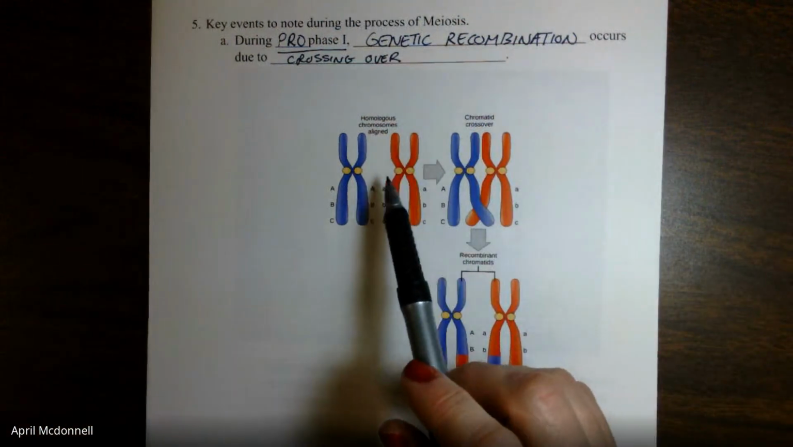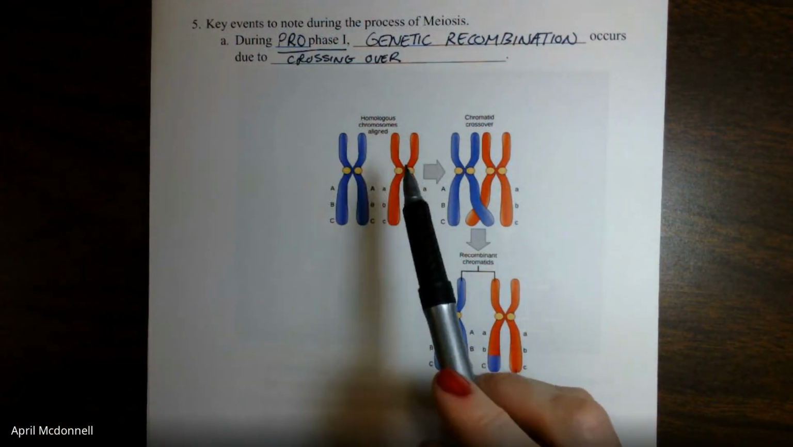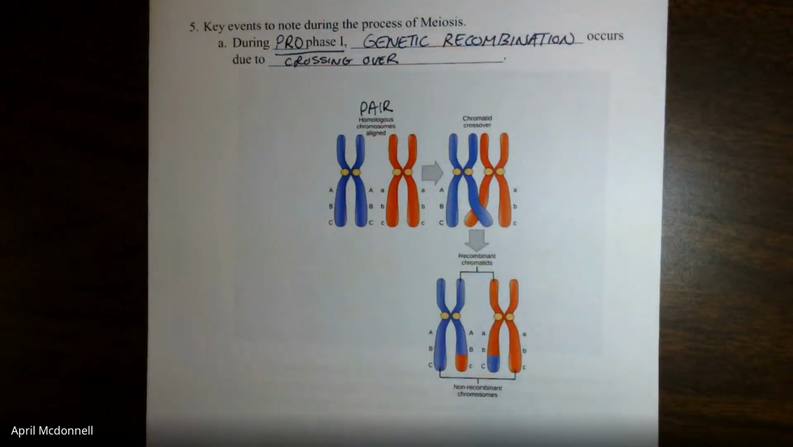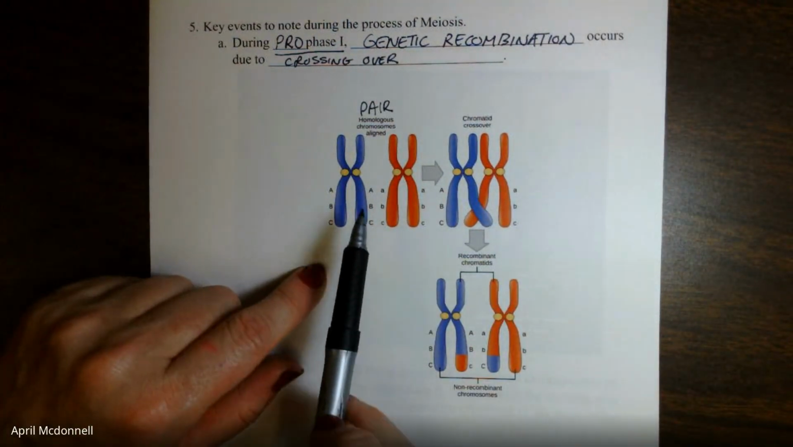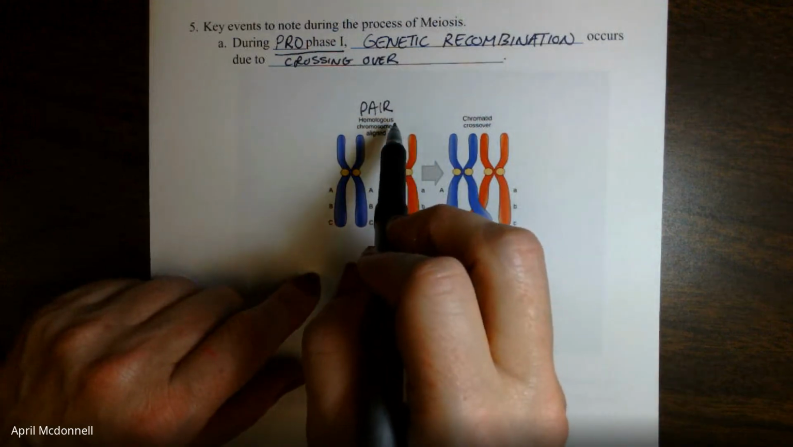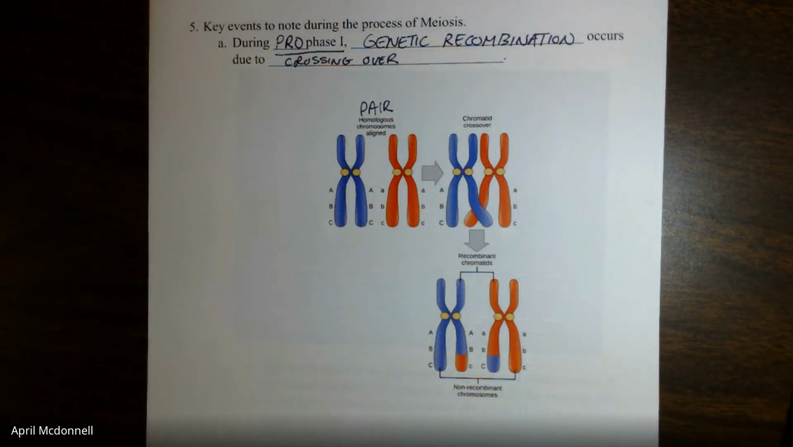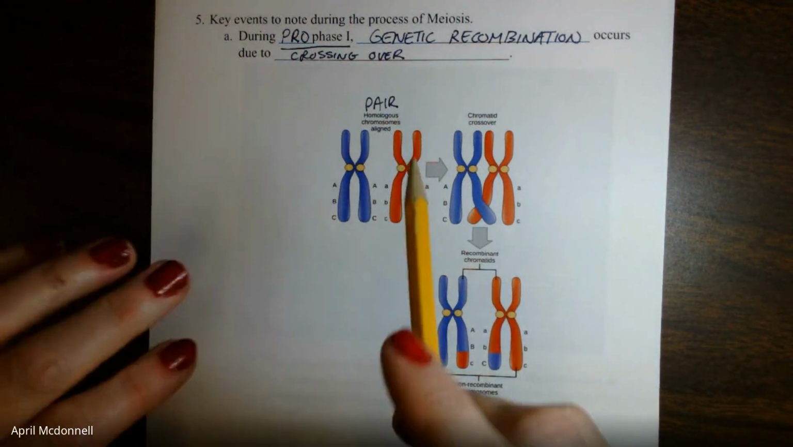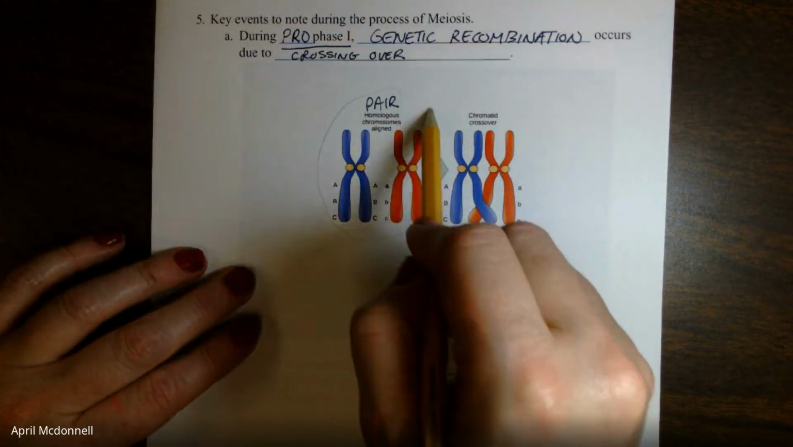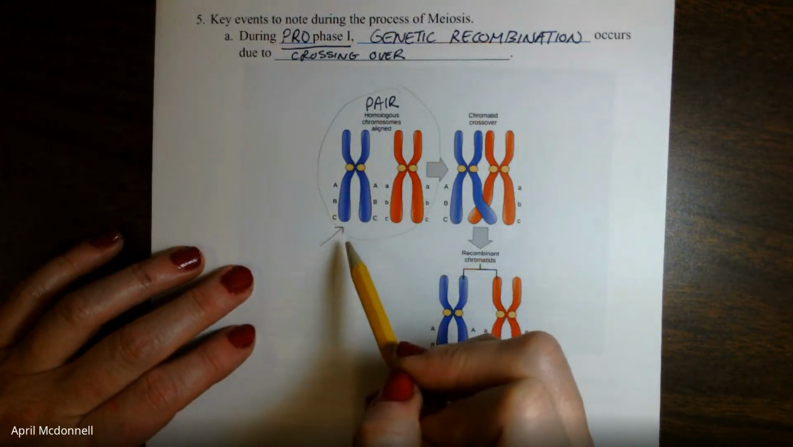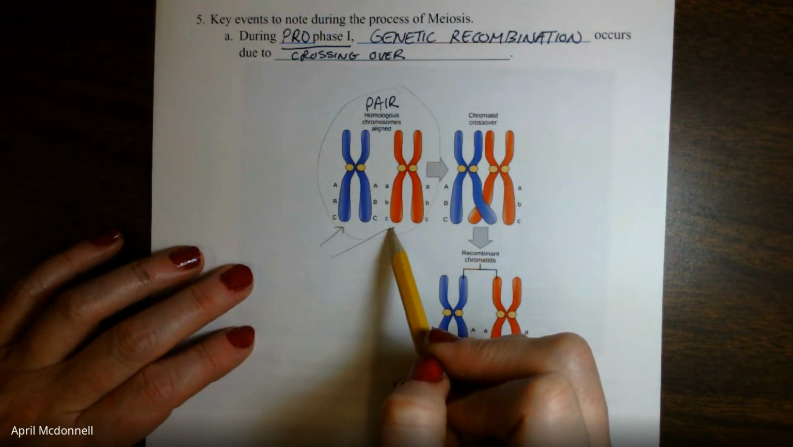So we have our homologous pairs lined up. So here's a pair, okay? This is our pair right here, right? This is our pair. How come within a pair we have one blue chromosome and one red chromosome?